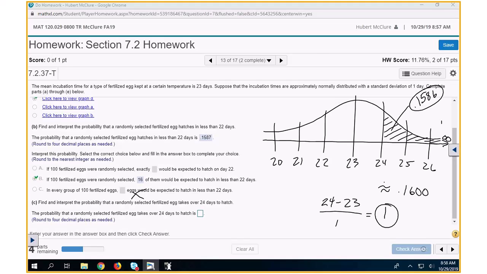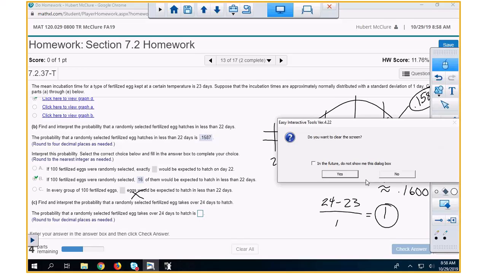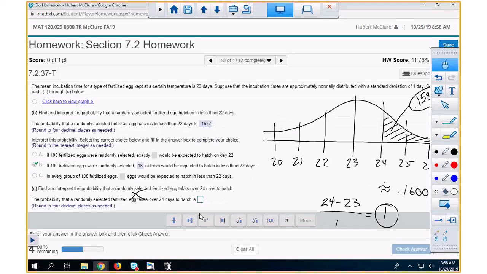Okay, 16. So again, 16 eggs, randomly selected in a group of 100, it's going to be over what? Is it exactly or expected? Expected. And that's what they're going to ask. So 0.1587 or 0.1586, which one is it? 7. Okay. 0.1587.